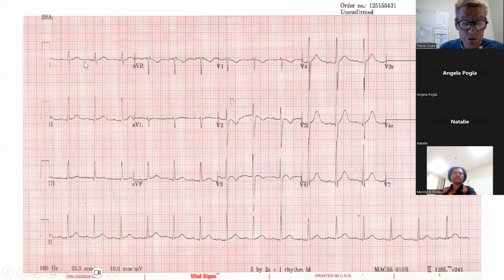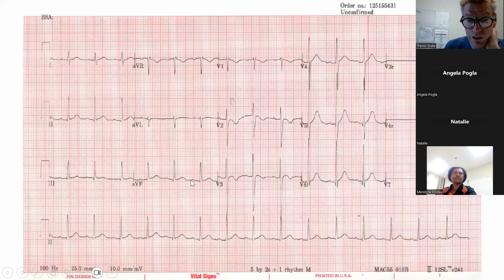Is there a P wave before every QRS complex? Well, there is. There's a P wave here, and it's upright in lead 1, and in AVF, it's still upright. They're small P waves, but they're present, aren't they? So is this sinus rhythm? Well, sinus rhythm has to have a P wave before every QRS complex, and there has to be an upright P wave in AVF and in lead 1. And there is, so it's in sinus rhythm.